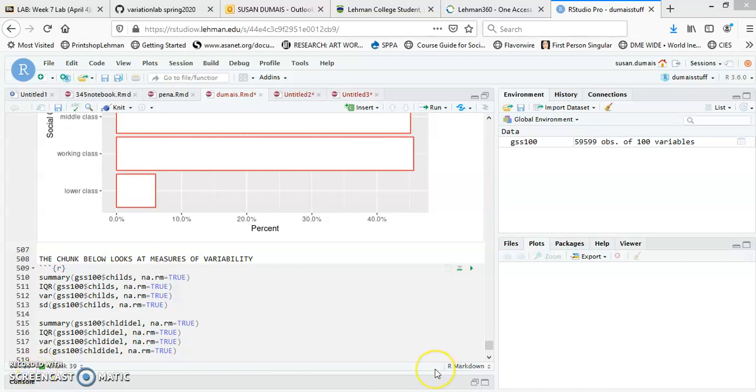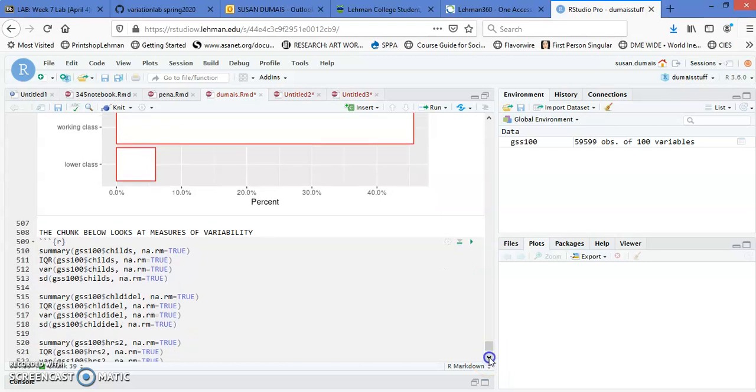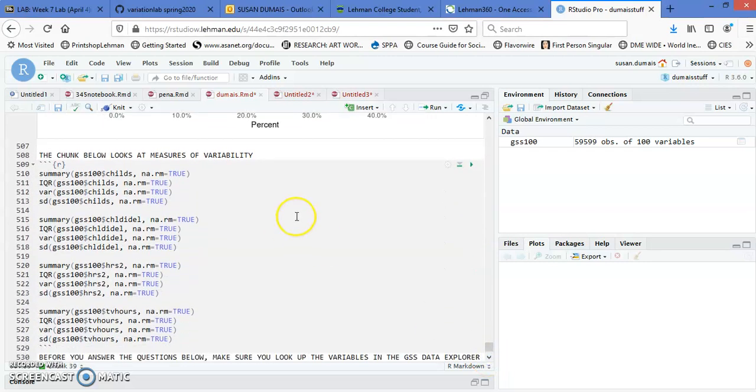Okay, so now we're back with part 2, and this is where we are diving into looking at measures of variability. Now, keep in mind that measures of variability, at least what we're learning in this class, are only for interval ratio level variables. So if we look at what the code is having us do, first we are getting information for childs, how many children someone has.